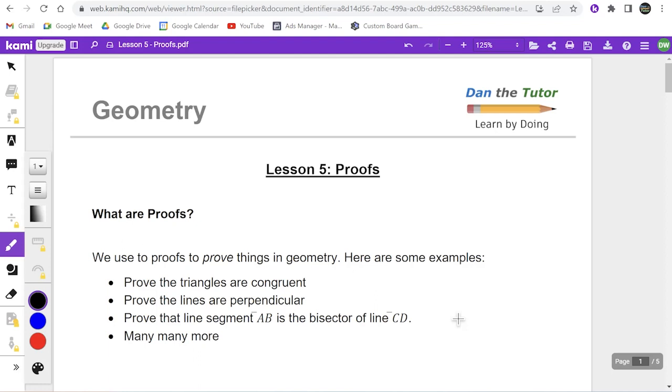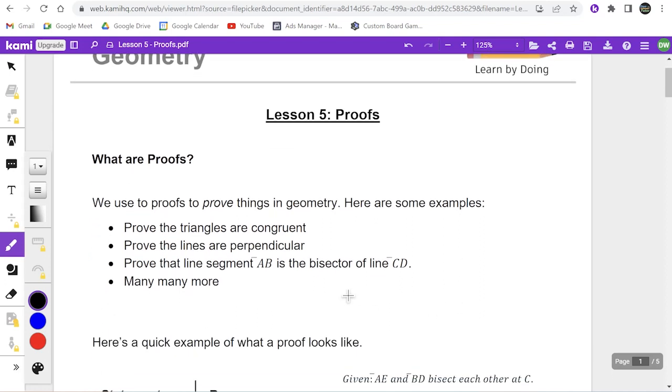So here's what I'm going to say. If you want to do proofs, and what are proofs, you need to know some of the things that we're trying to do here. As an example, we use proofs to prove things in geometry. Some examples are proving that two triangles are congruent, proving that lines are perpendicular, proving that a line segment AB is the bisector of line segment CD.